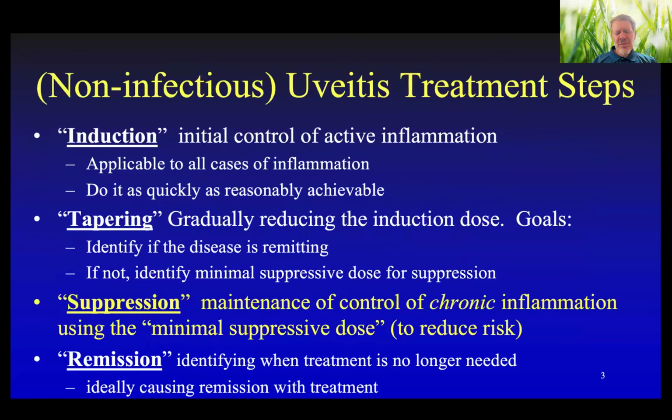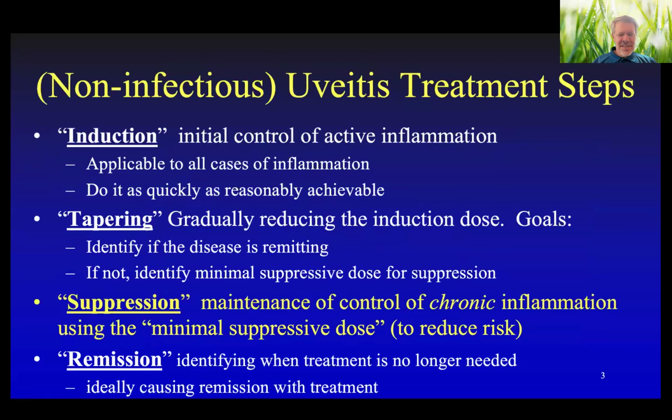This is the way I look at the paradigm of treating non-infectious uveitis, once you've decided it's non-infectious: to induce with high dose steroids, either topical or oral, to quickly achieve control of the active inflammation, then to gradually reduce the induction dose to see if the disease remits, like the first case from Welmer, and if not, to identify a minimal suppressive dose for suppression, like with our case.